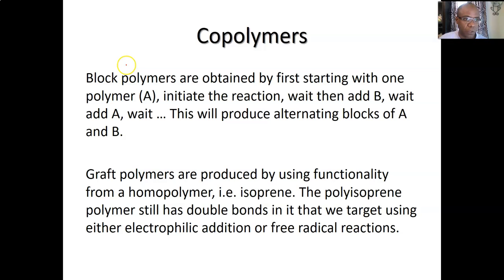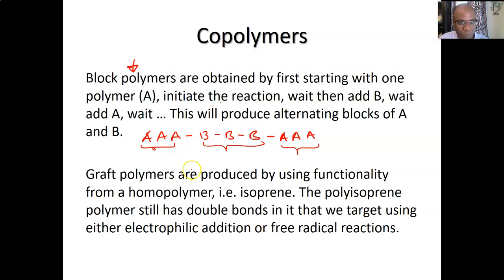Okay. So block polymers are obtained by first starting with one monomer. You start the reaction and then wait, then add B. So if you want to make a block, first add the monomers of A. Once all A's have reacted, then you add the monomers of B. You wait. Once all B has reacted, you bring a syringe and pump in the monomers of A. And you have to make sure you've done your math well so you know how many B's and A's you're adding. I'm just writing three of them, but of course it's a polymer. It could be 100 A's before you add 100 B's and so on. So this will produce alternating blocks of A and B.